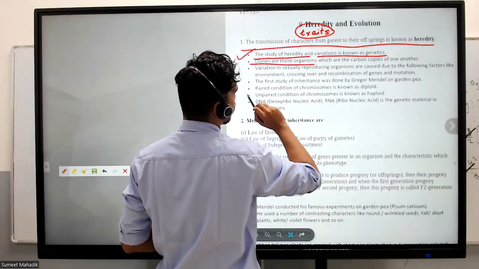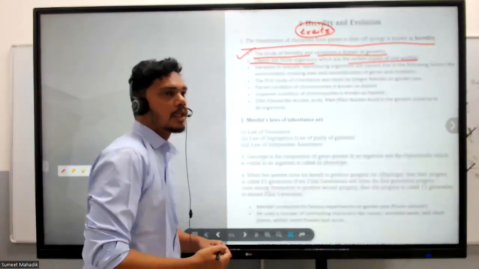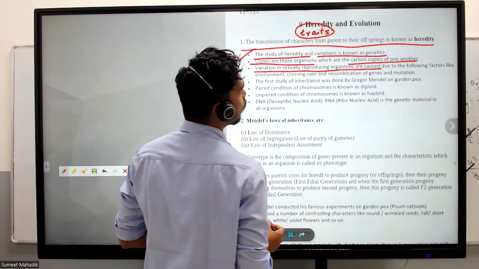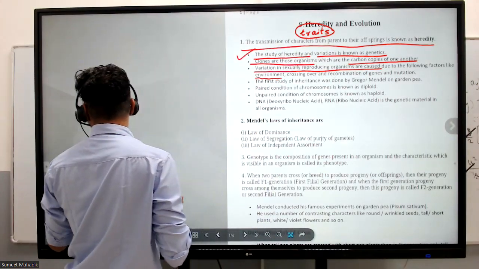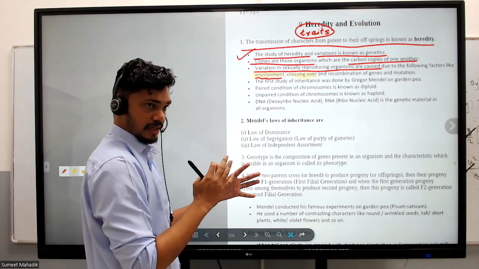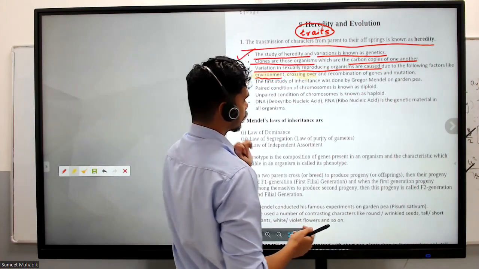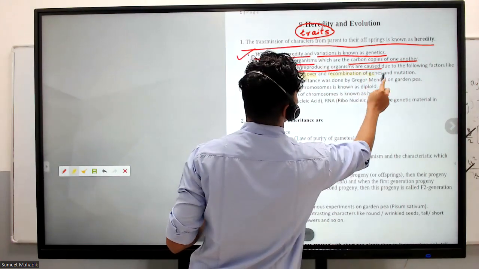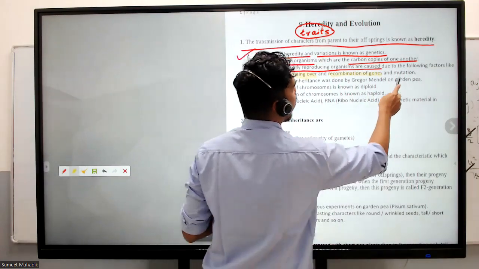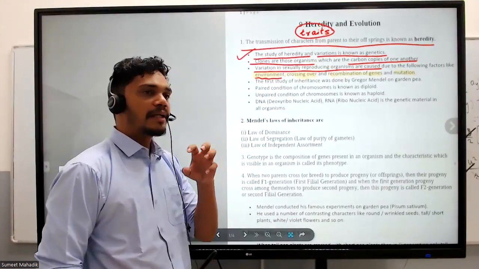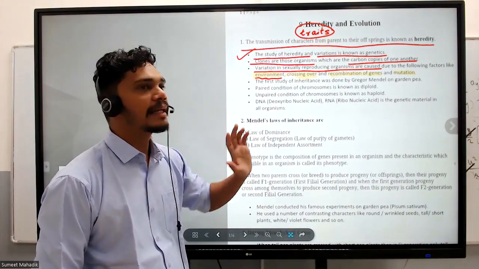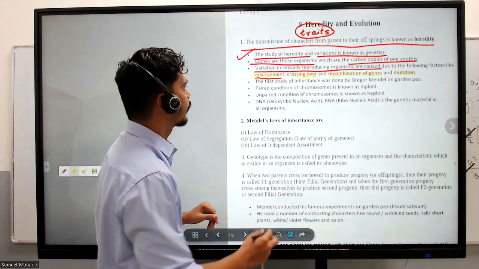Clones are those organisms which are carbon copies of one another. Variation in sexually reproducing organisms is caused due to the following factors, like environment. Yes or no? Environment is responsible for that. Then crossing over. You know what cross-pollination is, right? So some characters are different. So crossing over will be there. Recombination of genes. What is recombination? While transferring genes, recombinants happen. And mutation. What is mutation? While transferring genetic information, some codes are mismatched or lacking, or some misleading information is passed. That is called mutation.